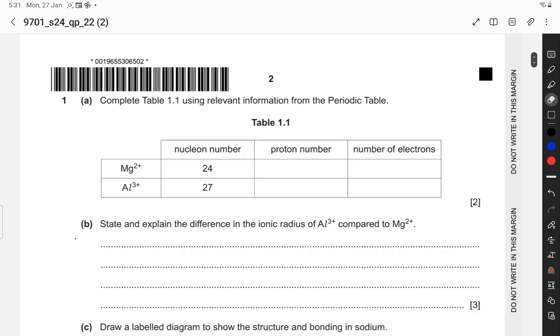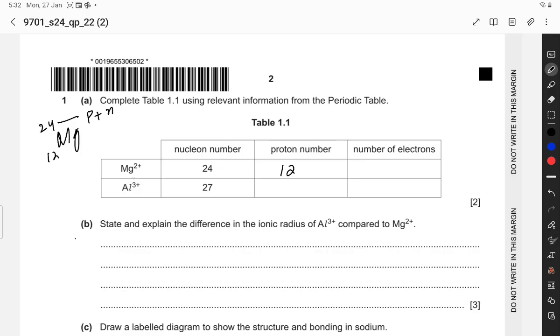Complete table 1.1 using relevant information from the periodic table. This is nucleon number 24, magnesium proton number. We know from the periodic table that the proton number is 12, and this is the nucleon number. From the periodic table we know that this is 12 and 24. It means 24 is the nucleon number, which is the number of protons plus the number of neutrons. So the proton number is 12.